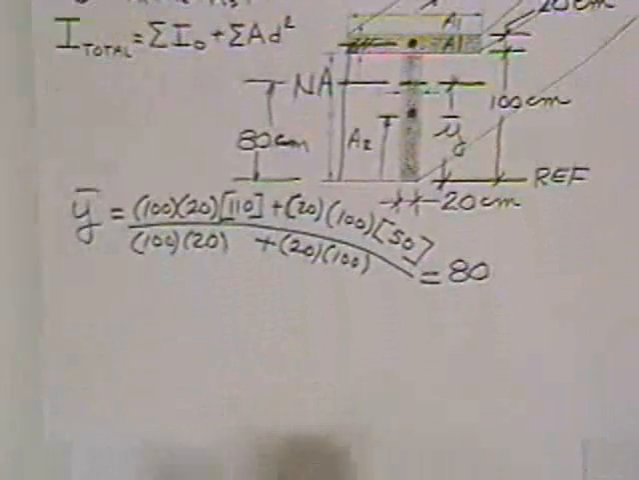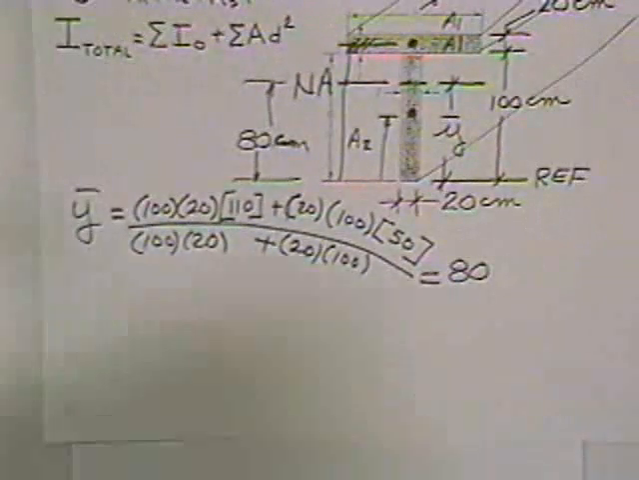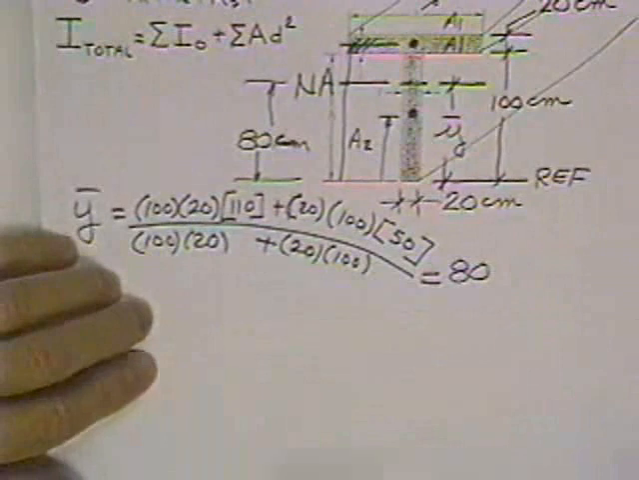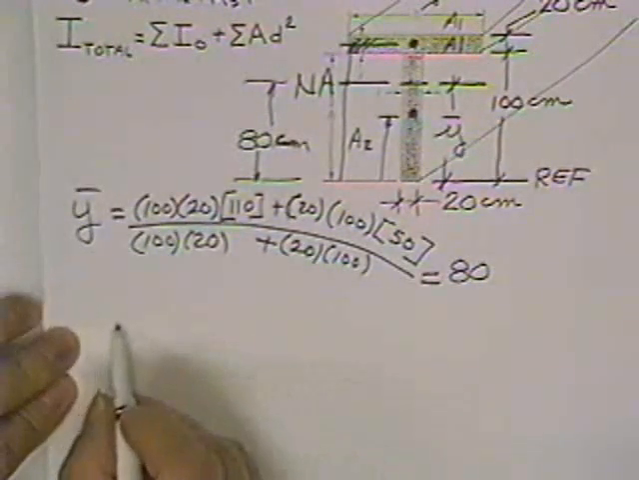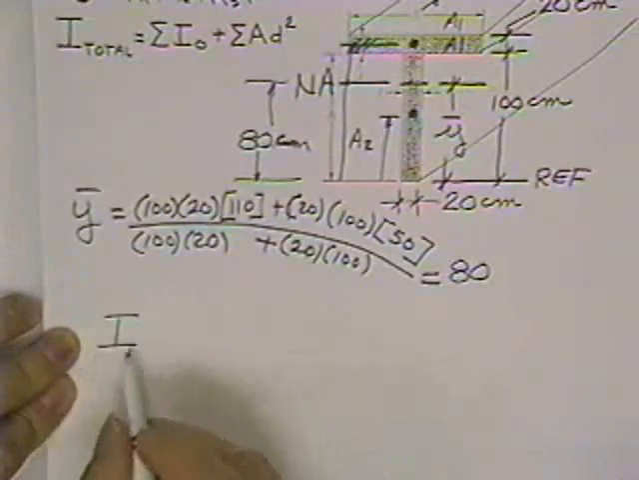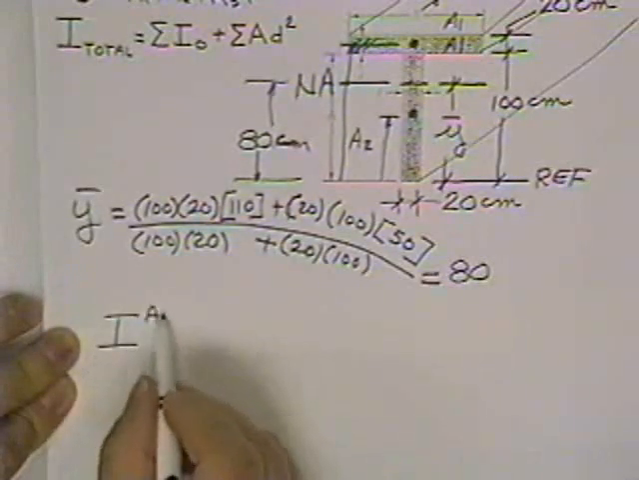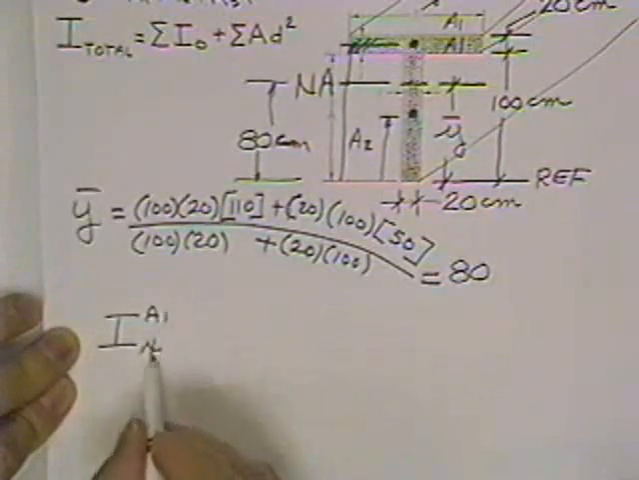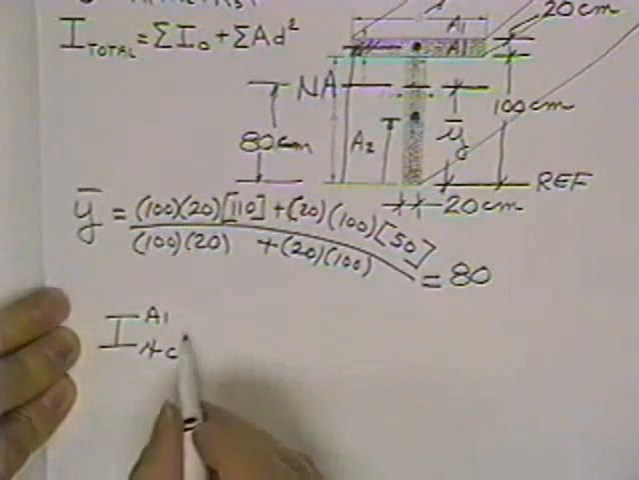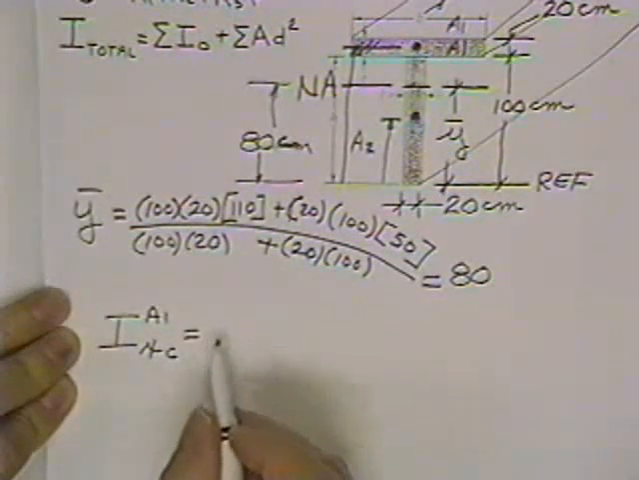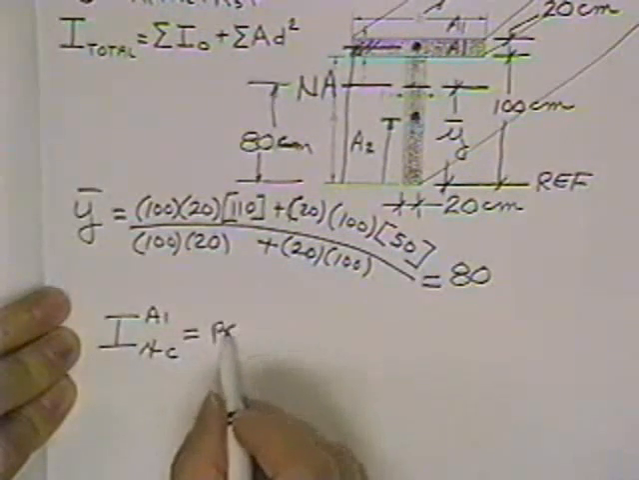So, this particular piece has several moments of inertia. First, there is a moment of inertia due to area 1 about the centroid of area 1's own personal centroid. That's listed on page 25.